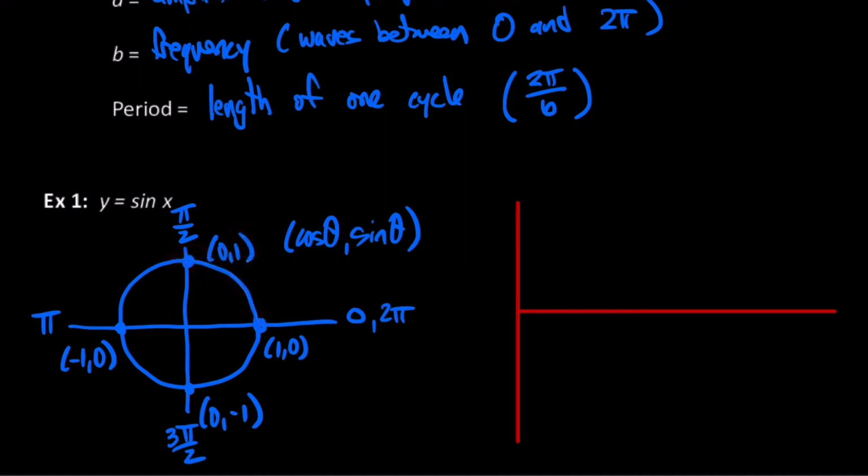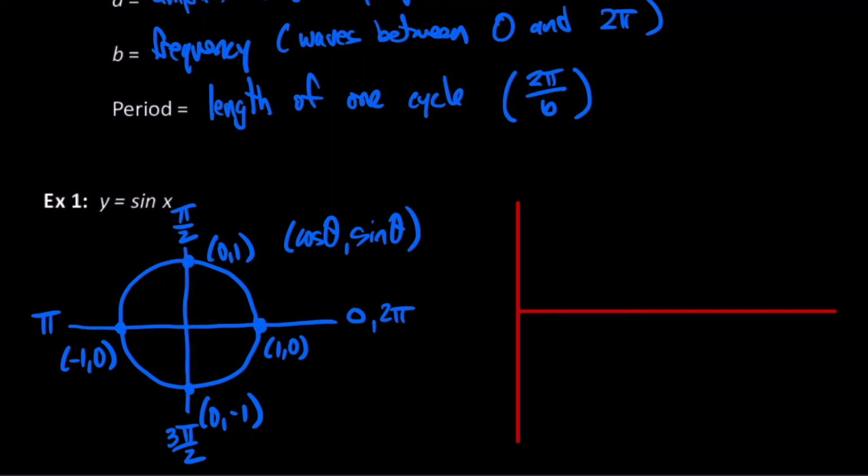And then what happens to the y value? It decreases from 1 back to 0. Then the y value keeps decreasing until it gets to -1. Then it increases back to 0. So if you just think about the y value, it starts at 0, goes to 1, back to 0, down to -1, back to 0.